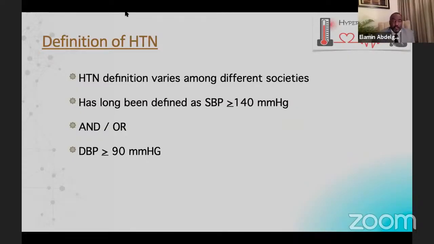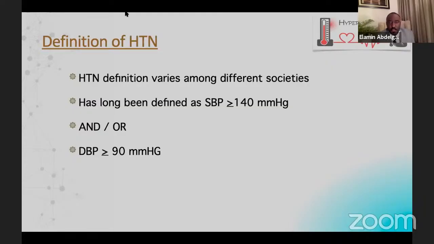So the definition, after many years of revolution and evolution, has reached a systolic blood pressure of 140 and diastolic blood pressure of 90, equal or more, these two readings. But it was not as easy as that, because there were so many variables that may increase or reduce the threshold of treating those patients.